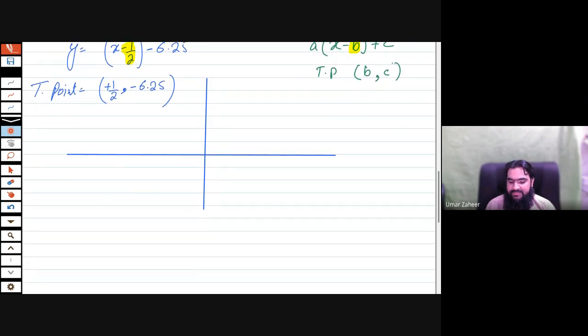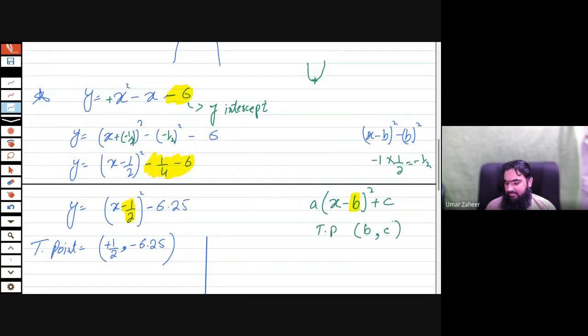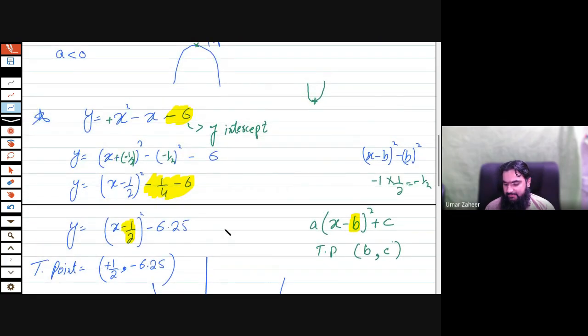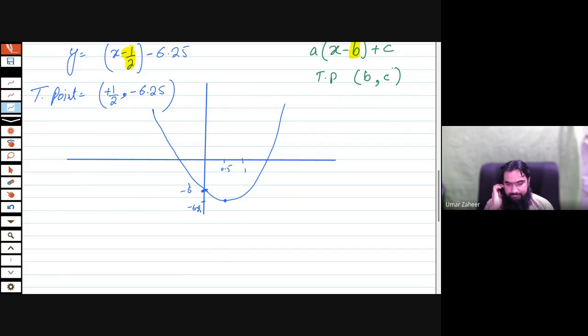Now look here, x is plus 1/2. Let's say it is 1, so 1/2 here is 0.5, and -6.25 is going to be around here, let's say. And look here, the y-intercept is -6. So this point is -6, and you will get a graph that looks like this. It is going to turn at this point. It passes through -6, the y-intercept. Is it clear?